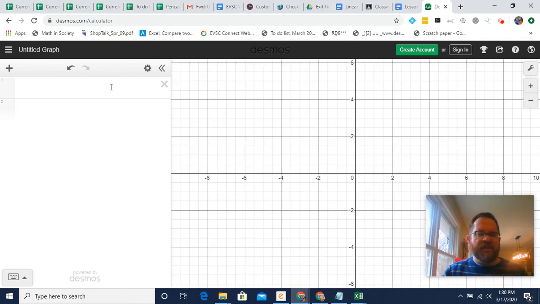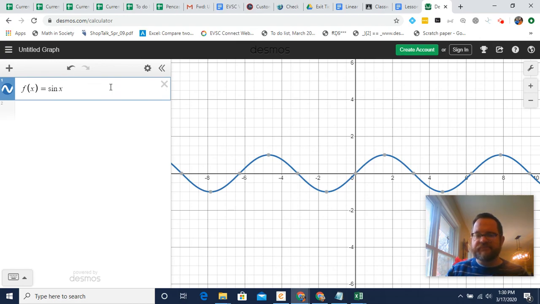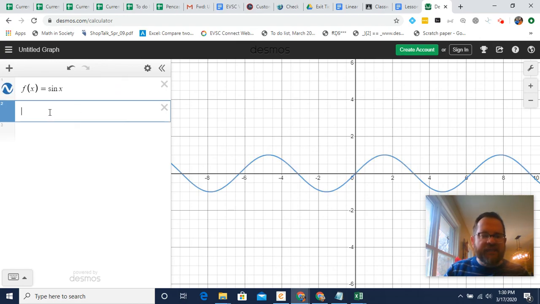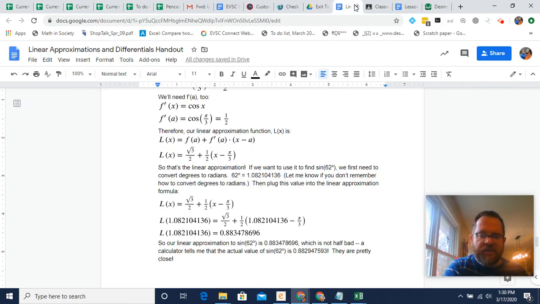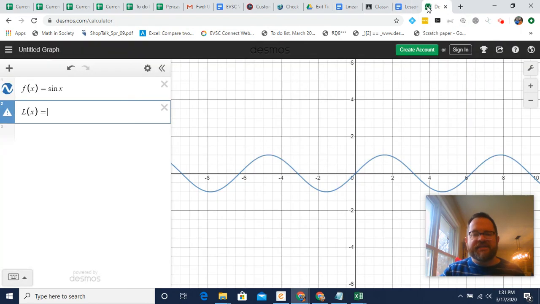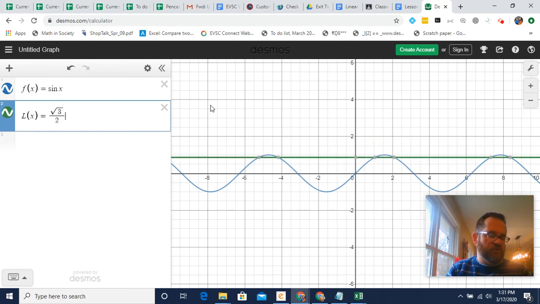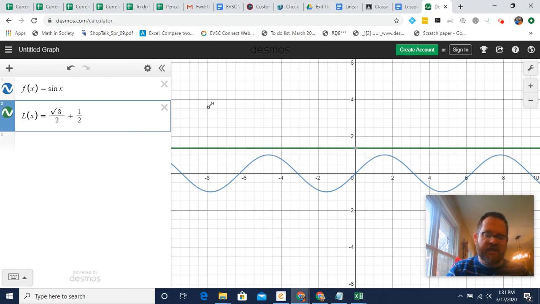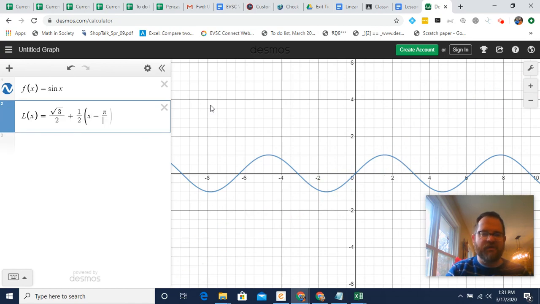Let's go make them. Our original function was f of x equals sine of x. And we have made a linear approximation to that. We'll call it L of x is equal to, and of course, I've already forgotten it. Let me go back over here. I'm going to jot this down real quick. It's square root of 3 over 2 plus 1/2 times x minus pi over 3. Okay. Let me go put that into Desmos. This is going to be the square root of 3 over 2 plus 1/2 times the quantity x minus pi over 3.